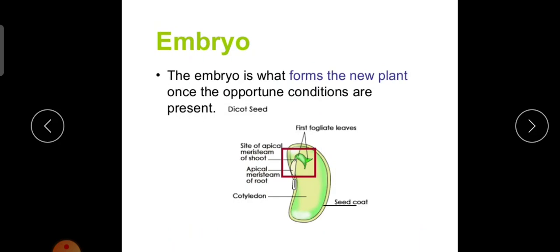What is an embryo? The part of a seed from which a new plant starts to germinate when suitable conditions are available for the seed. If a seed has soil, light, water and temperature, then it starts germination. The embryo is the part from which a new plant arises.